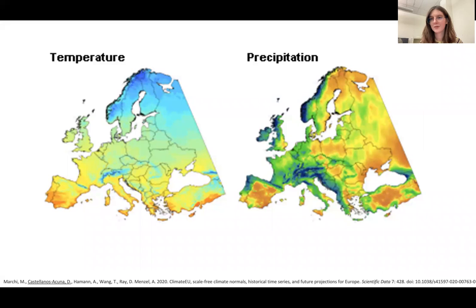So to look at the influence of climate variables on these insect abundance values, I collected temperature and precipitation data from Climate EU. I gathered this data as monthly average values, and then I was going to compare it to the Copenhagen data.